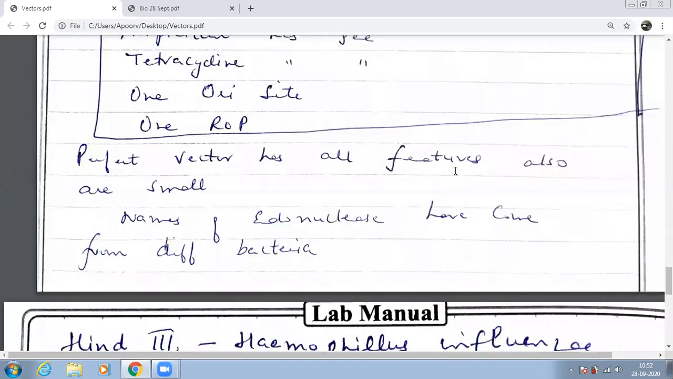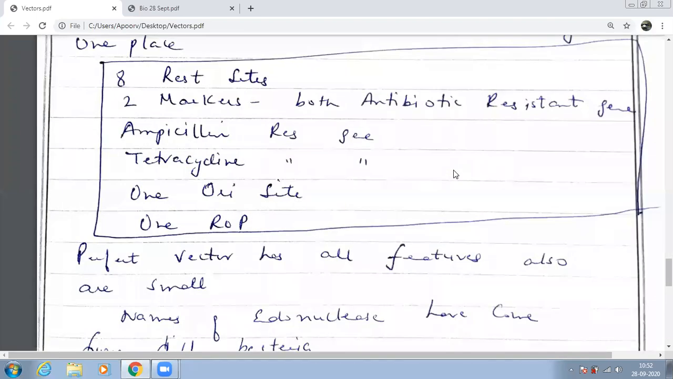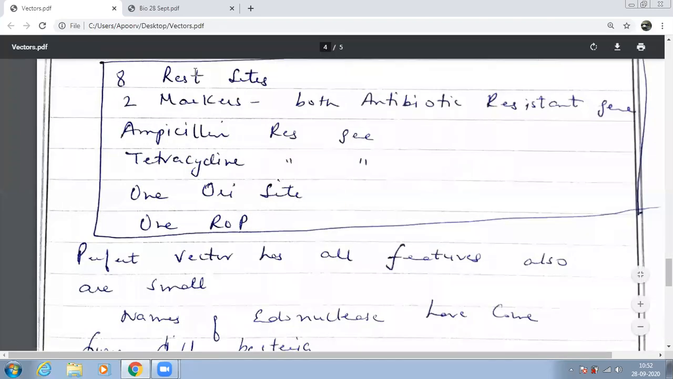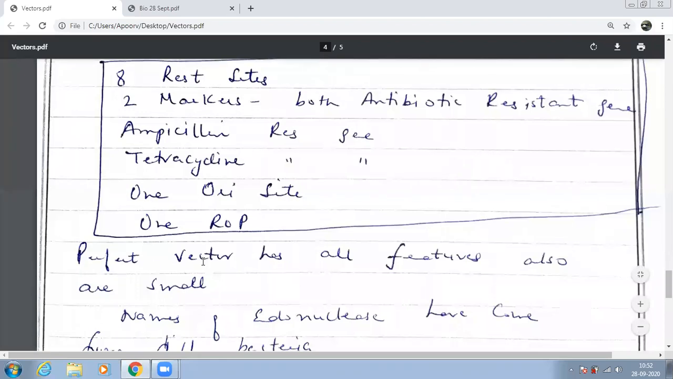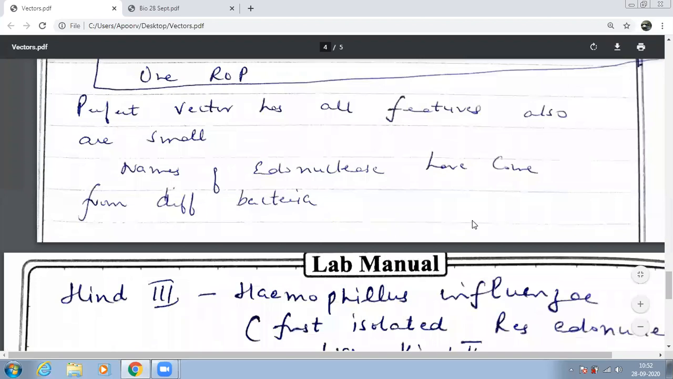This is a perfect vector. If they ask you as a question, why is PBR 322 a perfect vector, you will mention that it has all these sites and things which are needed in a vector. Also, its size is very small. So we consider it as a perfect vector. Now let's move on to the names of the endonucleases.